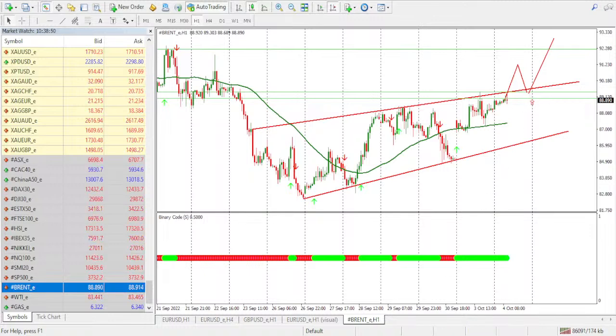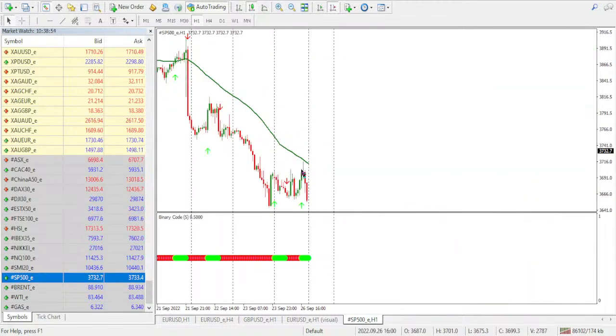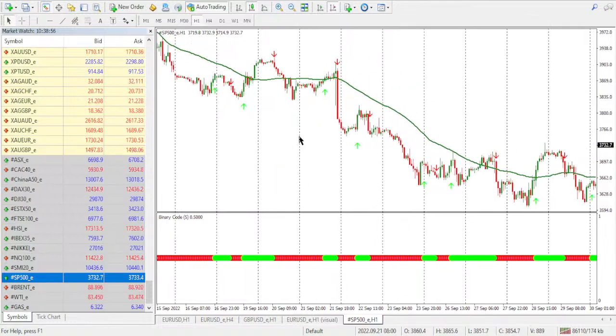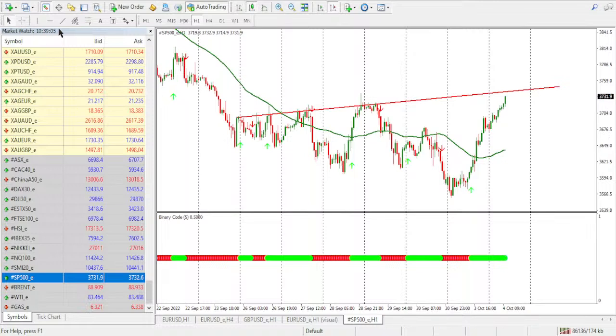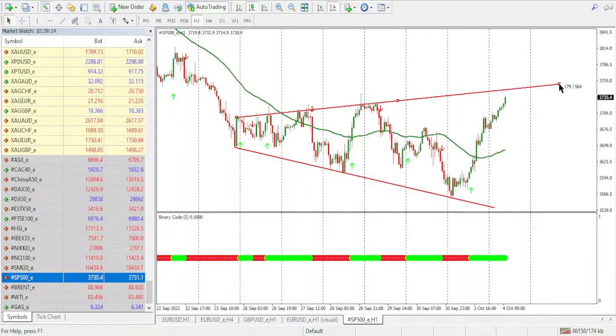My next instrument is the SP500. So with the SP500 so far, the price is gaining momentum to the upper side, but we do have an expanding wedge formation. So you can see that here we have a very good expanding wedge formation.